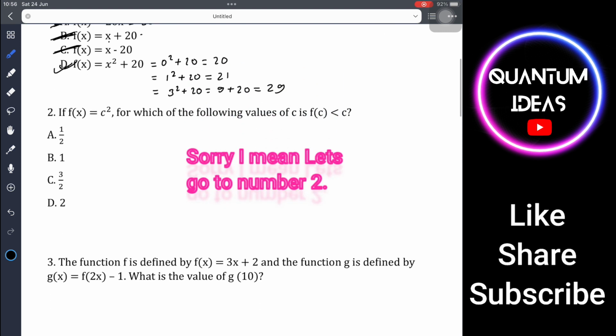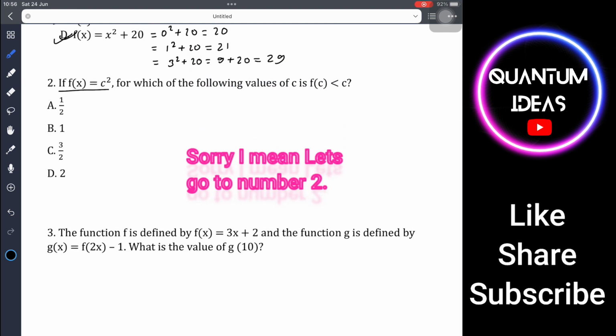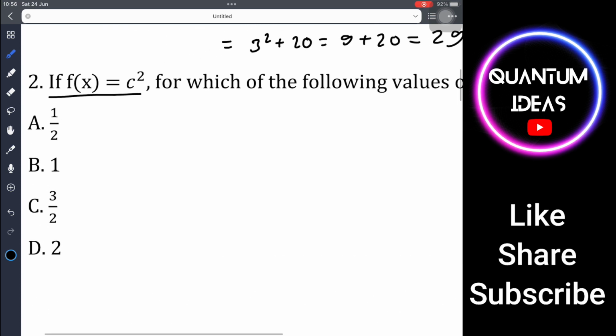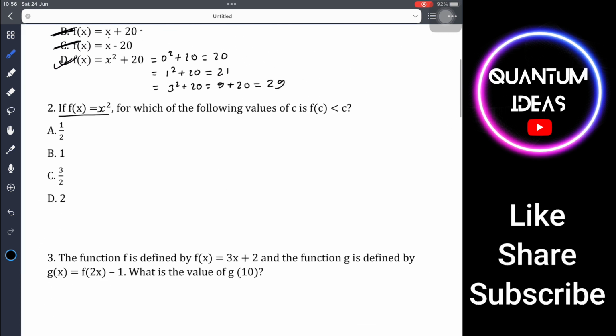This D represents the function given in the table. Okay, let's go to the next question. If f of x is equal to c squared, for which the... okay, I think this is wrong here. f of x must be equal to x squared. That's a typing mistake.